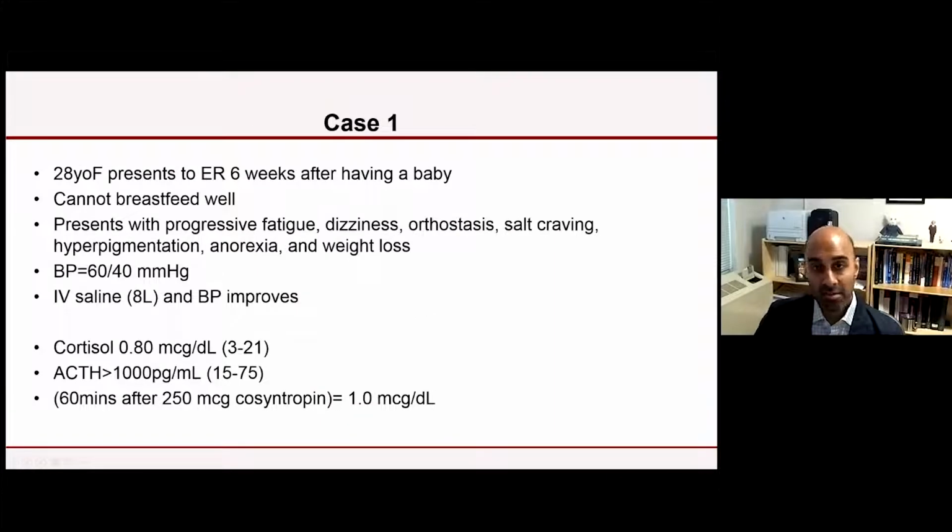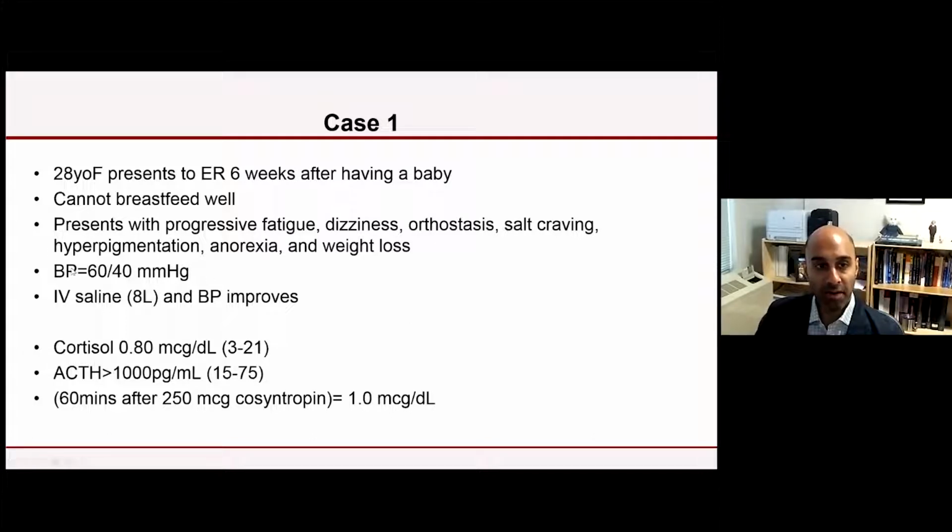Okay, so this is going to be case-based, and this is the first case. There are going to be 5 cases. This is a 28-year-old woman, and she's coming to the emergency room 6 weeks postpartum after having a baby, and she's unable to breastfeed. She's having progressive fatigue, dizziness, orthostatic hypotension, feelings of lightheadedness when she stands, salt cravings. She's noticed that her skin has become much darker throughout the pregnancy and even postpartum. She has no appetite, and she's losing weight.